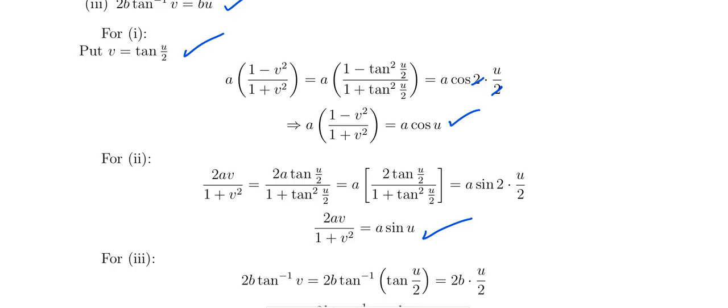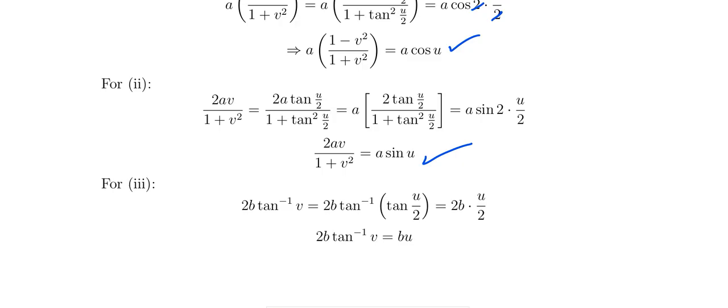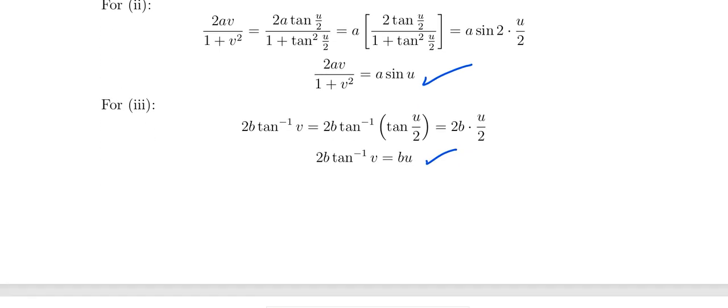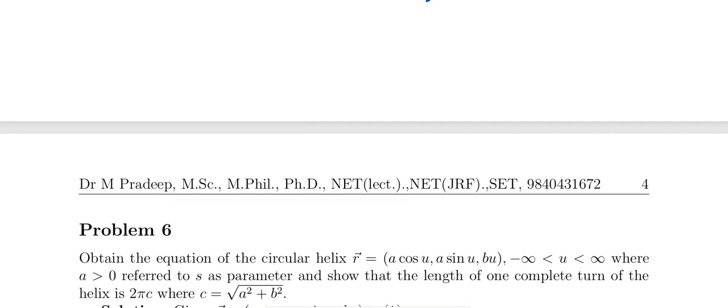ஃபைனலா 2b tan inverse v னா இங்க tan u by 2 போடும்போது tan inverse tan என்றது கேன்சல் ஆயிடும். That is 2b into u by 2. 2 to cancel ஆயிடுச்சுனா that is called the bu. Okay, b into u னு வரும். Okay, so both are equivalent.